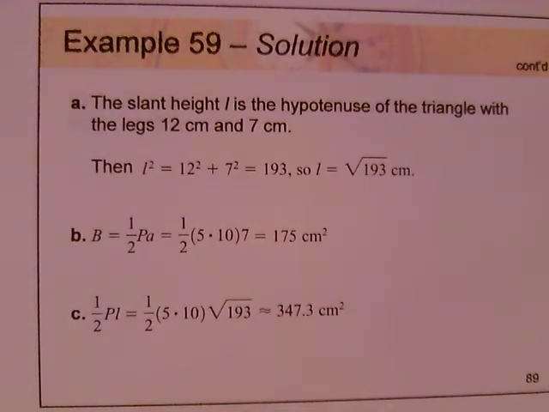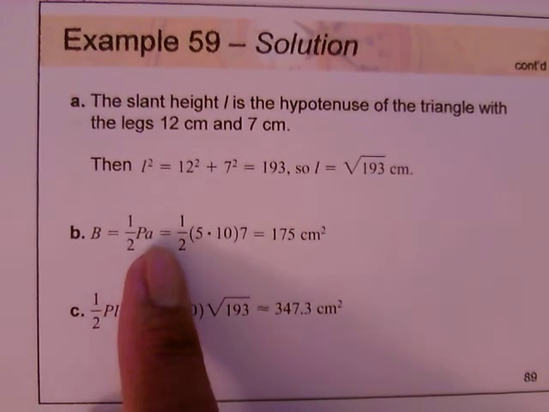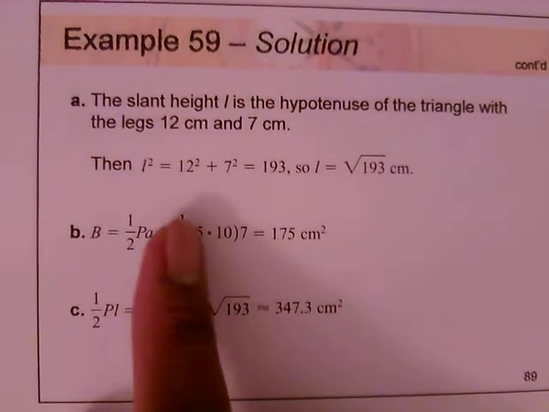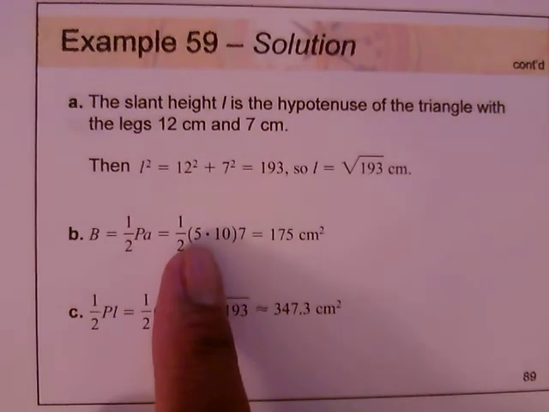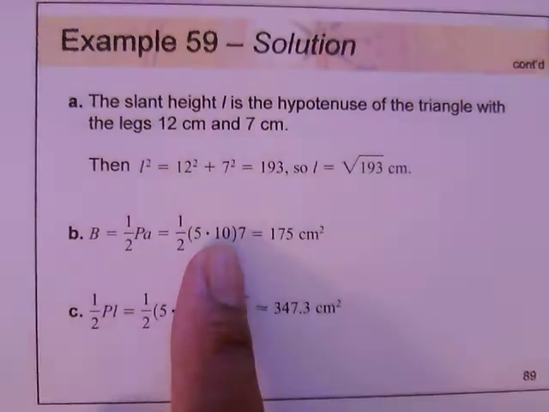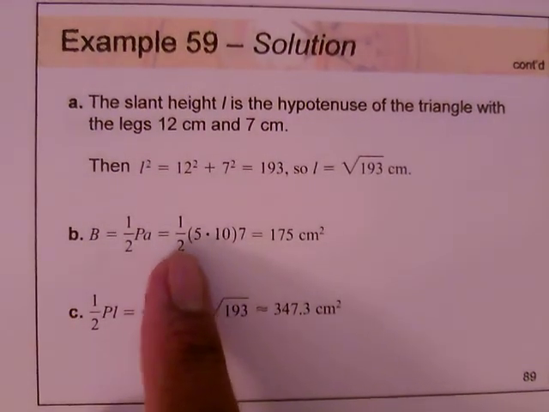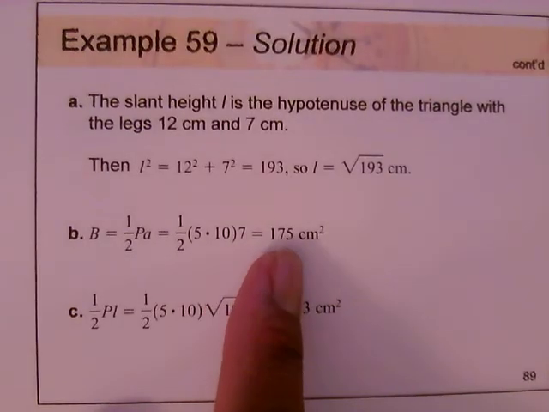And then the B part is finding the area of the base. Well, the base is a pentagon, 5 sides. So we have to use 1/2 the perimeter of that pentagon times the apothem. So that's 1/2 times the 5 sides. Each side is 10. So it's 5 times 10 times that apothem is 7. So 1/2 of 5 times 10 times 7, that's 175 square centimeters.